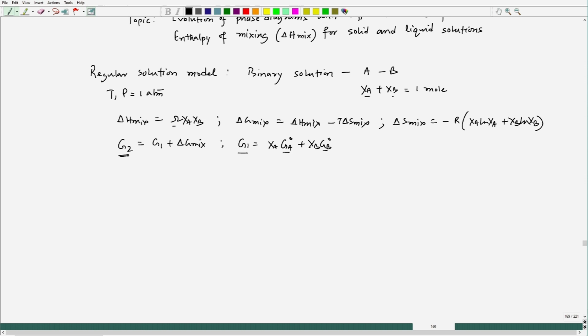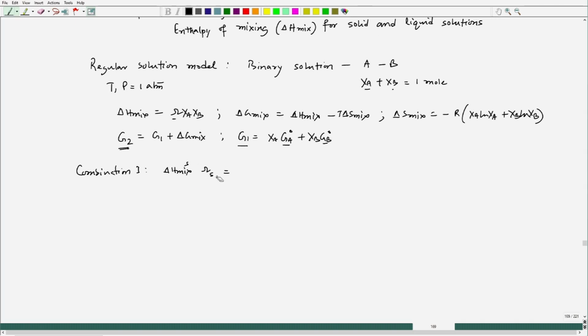So, what are those 3 conditions or combinations? Combination 1, we talked about del H mix or omega S equal to 0, and another one is del H mix for liquid or omega L equal to 0. And that time our phase diagram was isomorphous.